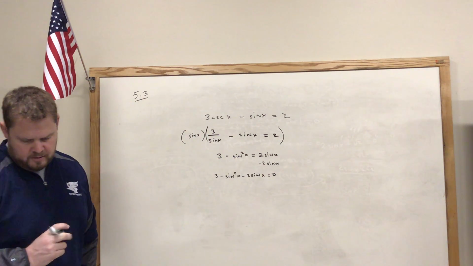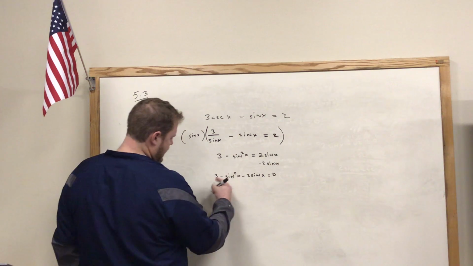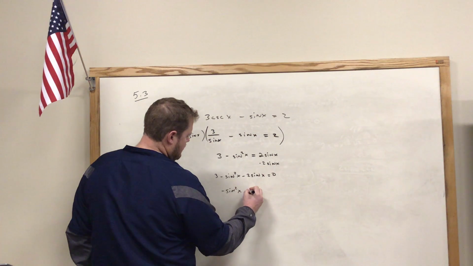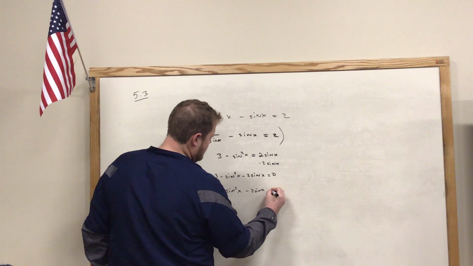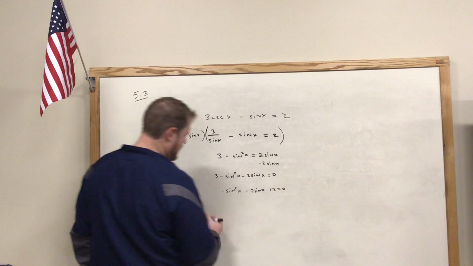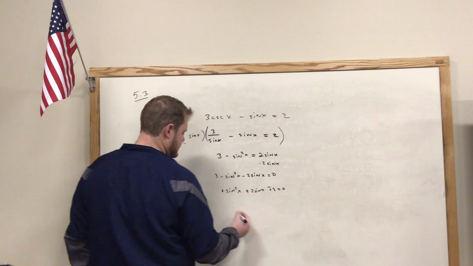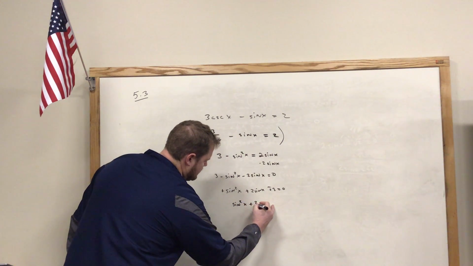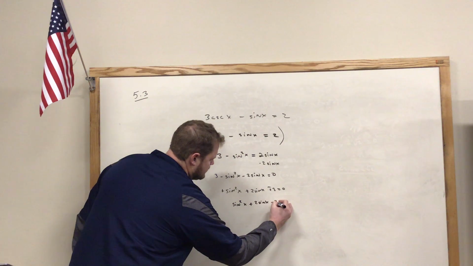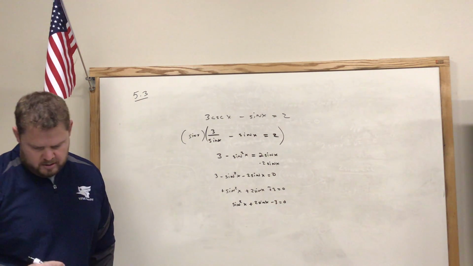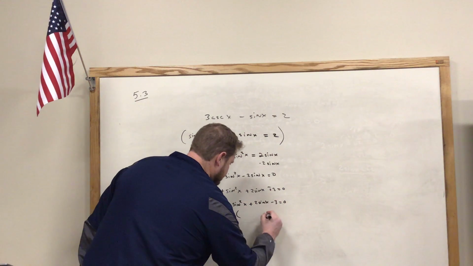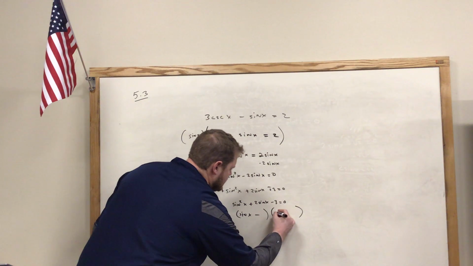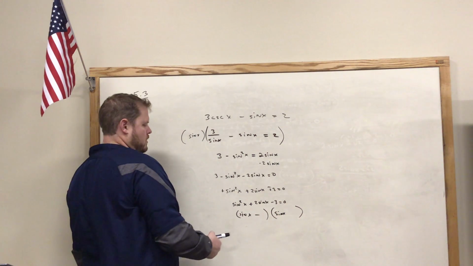And now what do I do? Next, rearrange and change my signs. Minus sine squared x minus 2 sine x plus 3 equals 0. So I've got to change my signs: plus, plus, minus. And I'm left with sine squared x plus 2 sine x minus 3 equals 0. Now what do I do? Well, I've got to break it apart, right? Sine x, sine x.